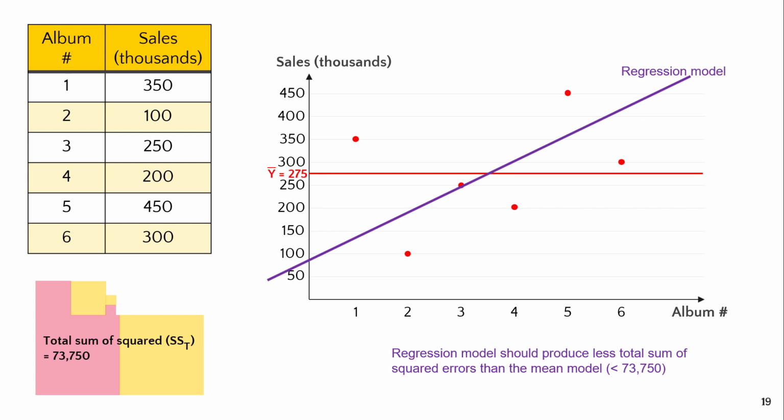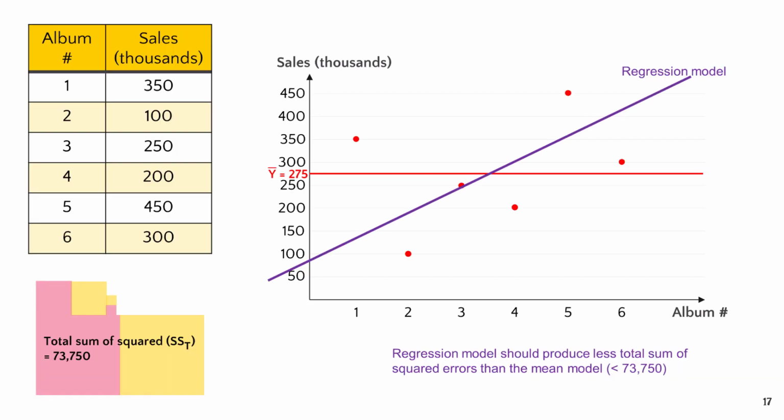To sum up, when conducting simple linear regression with two variables, we will examine how good the line fits the data by comparing it to the fit of data to the mean.